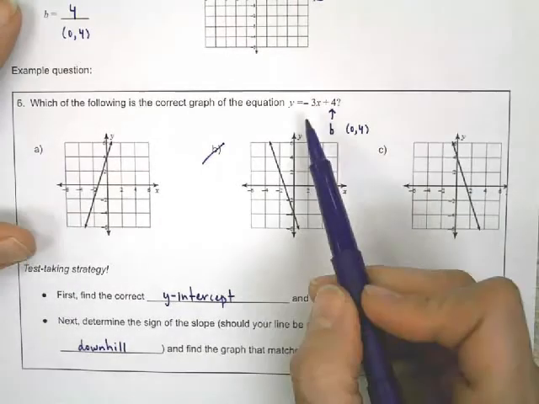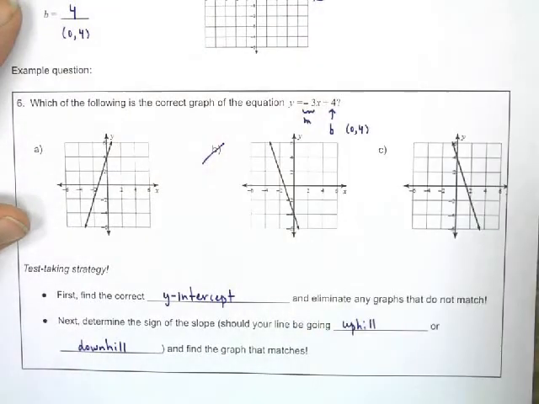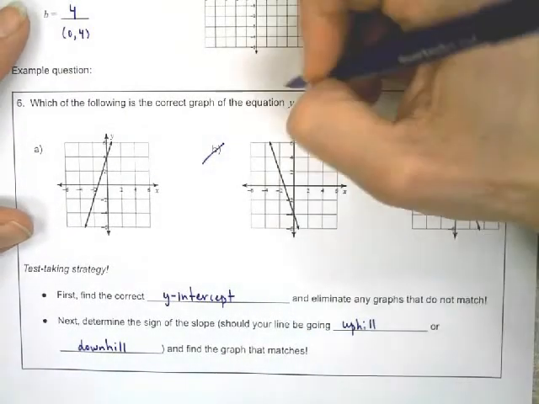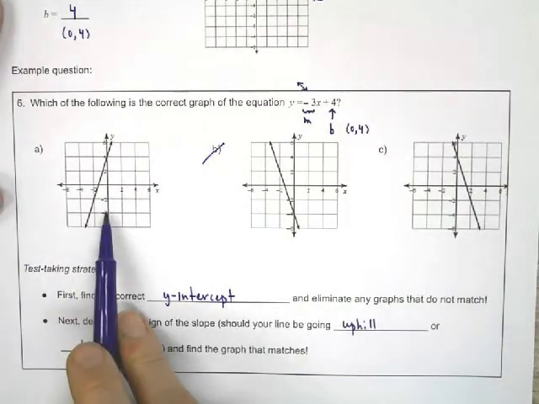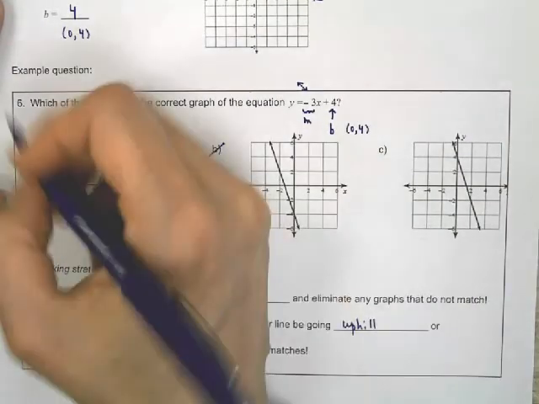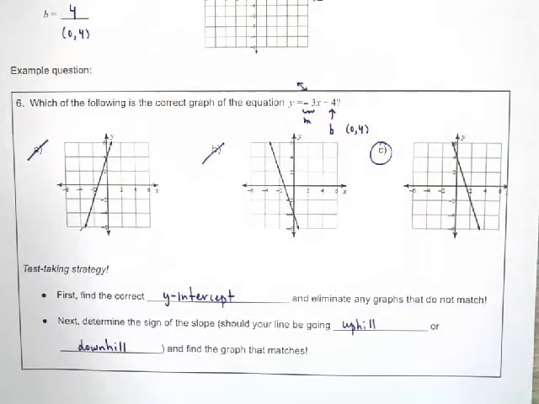So in this case, my slope here is a -3. That means my line better be going downhill. If I look at choice A, that line's clearly going uphill, so that can't be it, which only leaves me choice C. So that may be a good way to kind of work through those answers if you're not sure which is the correct graph.